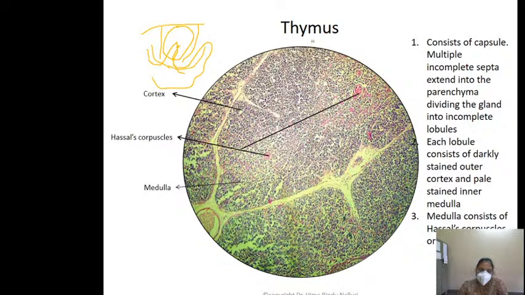And here also you can see a number of septa. This is one septum, this is the other septum, which are extending into the gland. Here also you can see one septum that is extending. So you can see two distinct lobules here, and you can see the continuation of the medulla into the two lobules. And the other feature for the thymus: in all other lymphoid tissues, the supporting network is the reticular fibers.